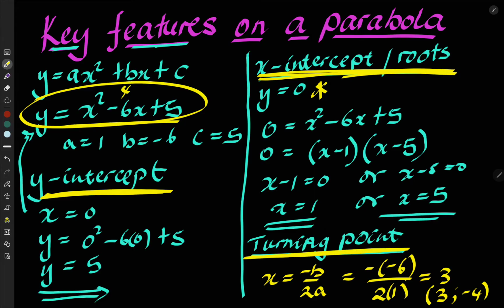And remember, to determine the x-coordinate of a turning point, use the formula x is equal to minus b over 2a, which is equal to 3. And in this case, to get your y-coordinate, you substitute back into the equation. Then you get your y-coordinate.